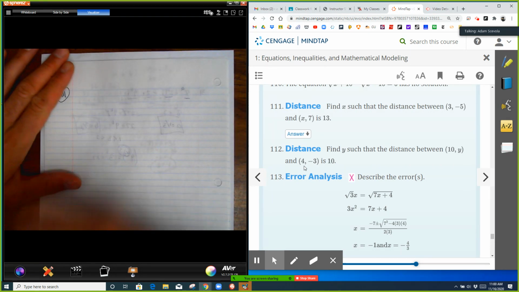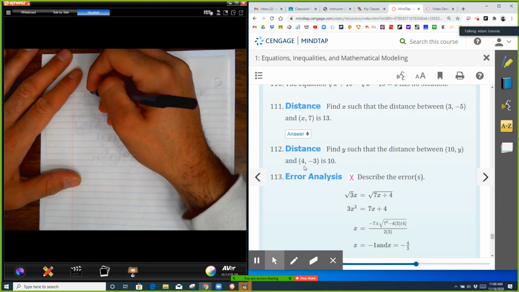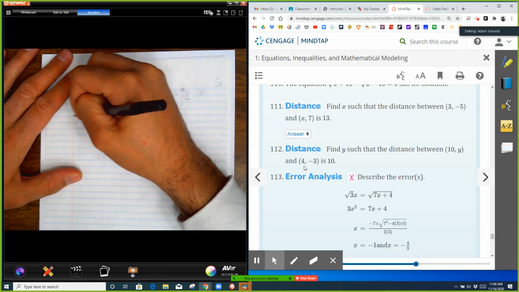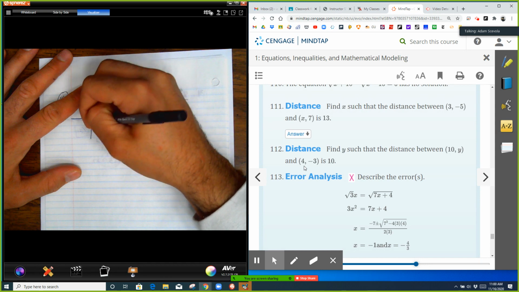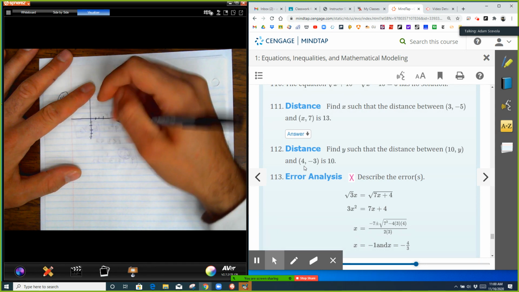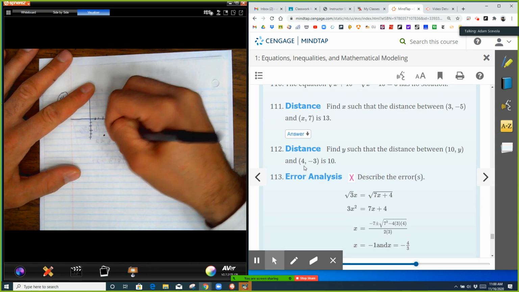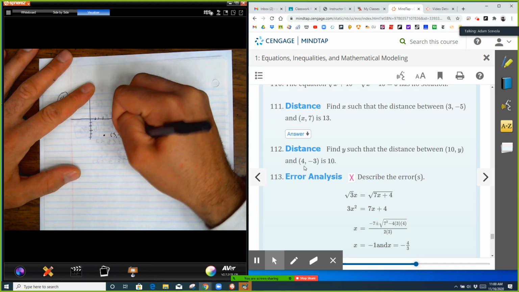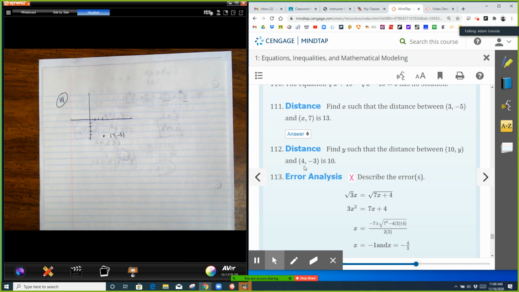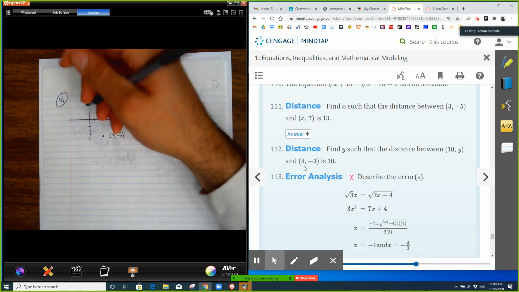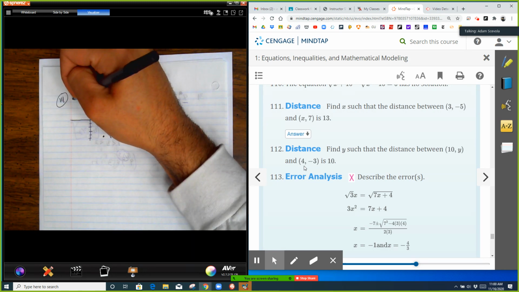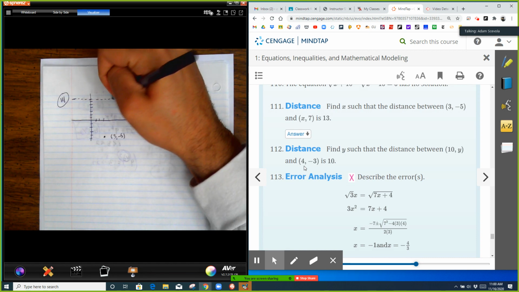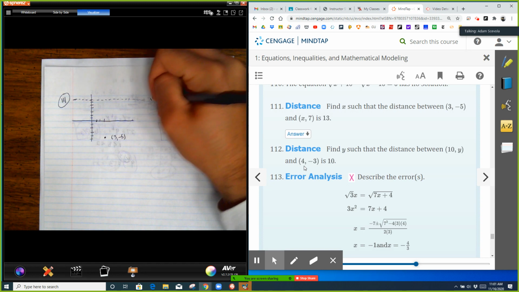So here's my x and y axis. I'm going to plot the point (3, -5) right here. And we want to find its distance to the point (x, 7). So 1, 2, 3, 4, 5, 6, 7. All right, the line y equals 7 looks like this. That represents every point that has a y coordinate of 7.